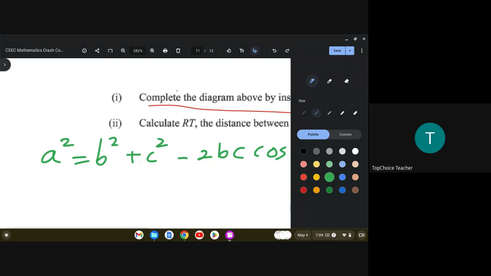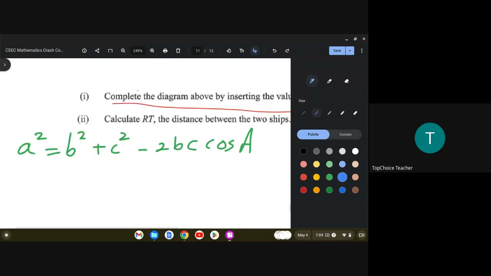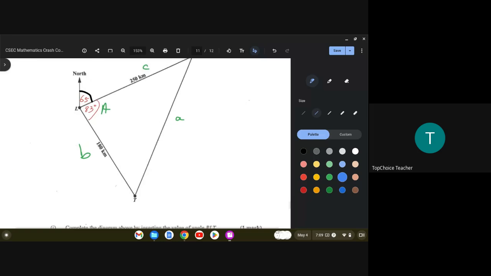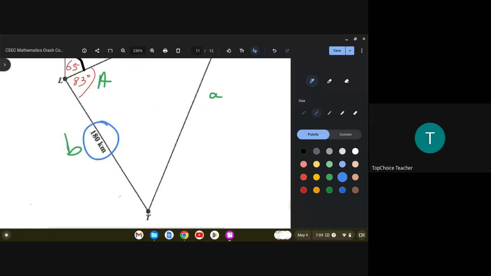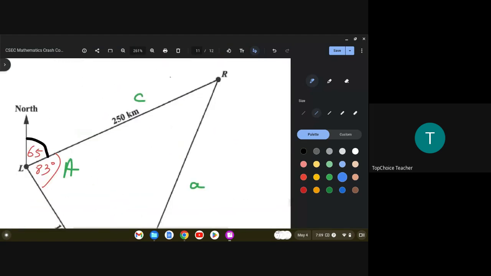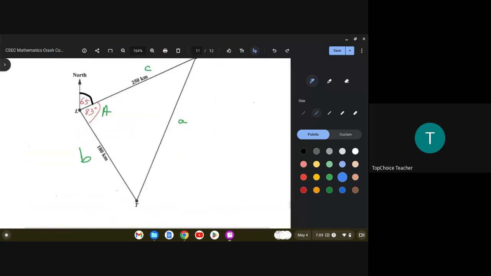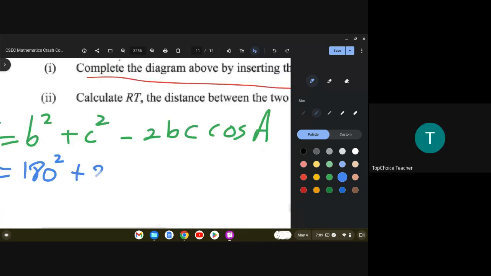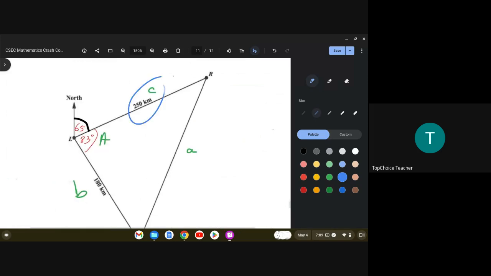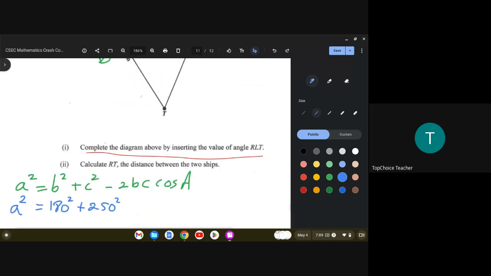So let us do it. What is a? a is what we're trying to find. So I'm putting it as a squared. In my diagram, what did I label as b? 180. I'm putting it as 180 squared plus c squared. What is c? Could you see that c is 250? Yes, sir. c is 250 squared, right? So you can see it there, right? c is 250. And don't forget your squares there. I'm just filling out the information now.